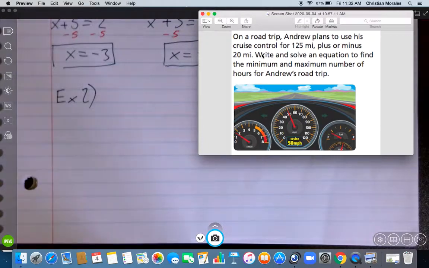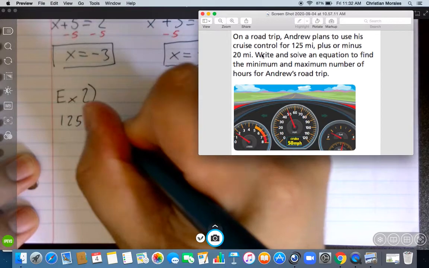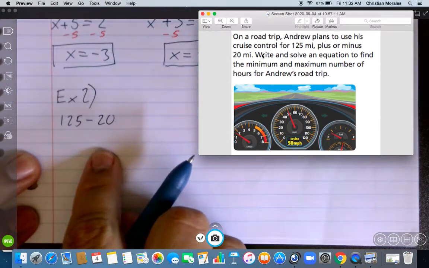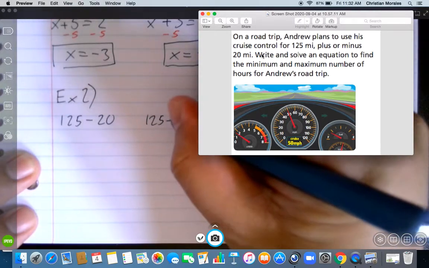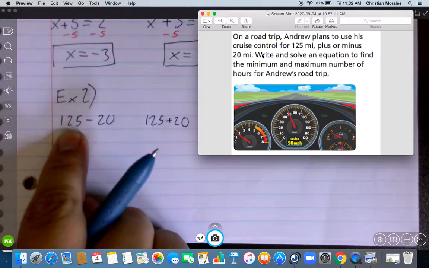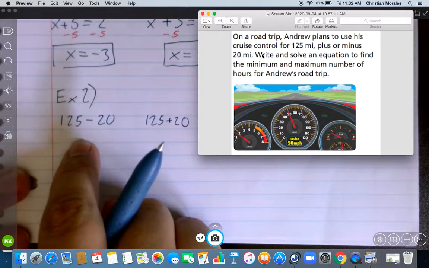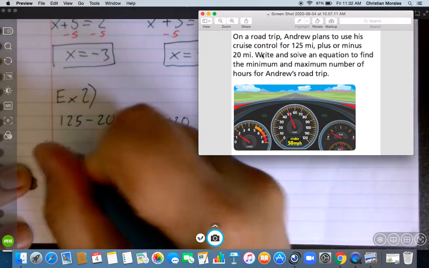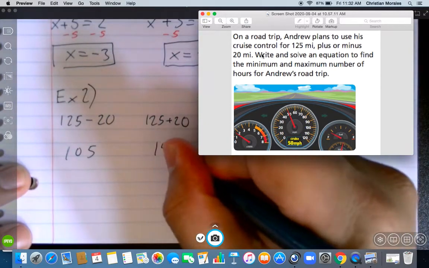So what we're doing here is there is one situation where he makes it under by 20 miles, but there is another situation where he goes over by 20 miles. This is your minimum, this is your maximum. So the minimum case is 105. The maximum case is 145.